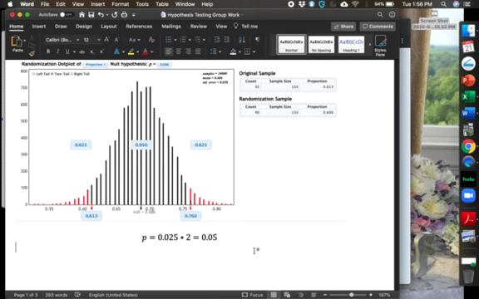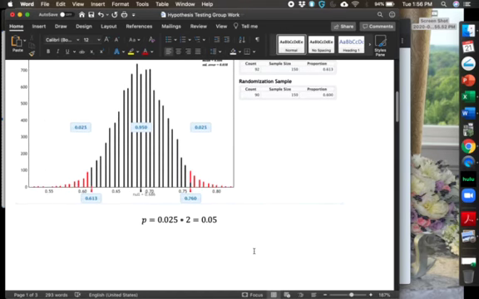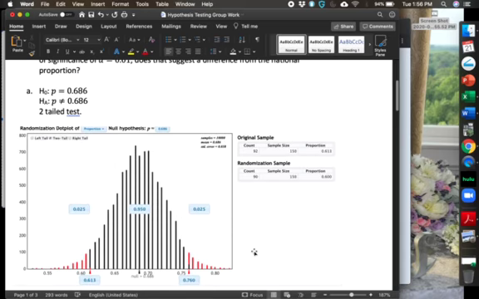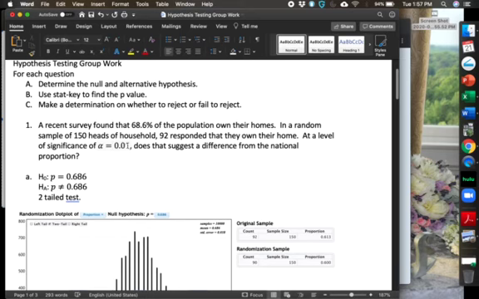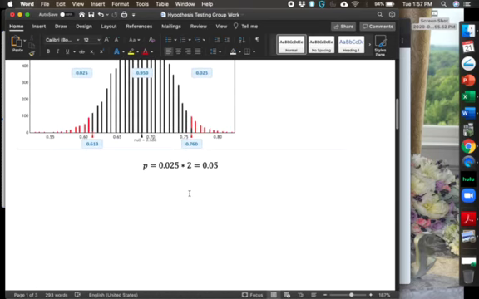The probability of finding a value that extreme or more extreme is 5%. That's what we're saying here with our p-value. To complete the hypothesis test, what we want to do now is compare p to alpha. My alpha value, that maximum type 1 error, was 1% or 0.01. So what will we say?